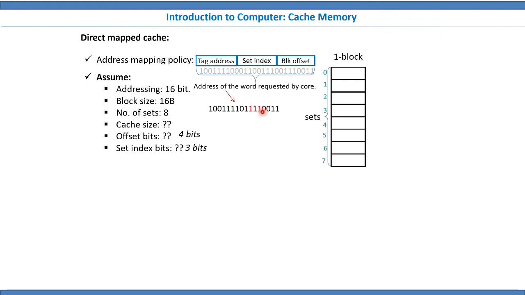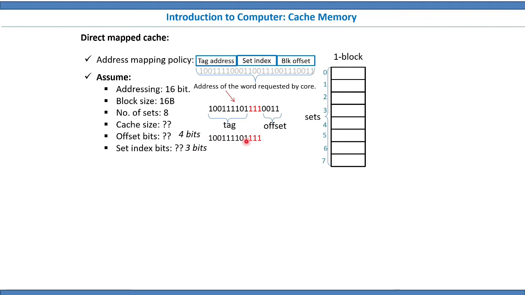After this red ones, there will be 000. This is the block address. Okay, so first 4 are offset. After offset, the next 3 are called set index, right? These are called set index. So based on this set index, it will decide where this address will map. This address will map to set number 7 because of this, right? This is called tag, and this is set index.